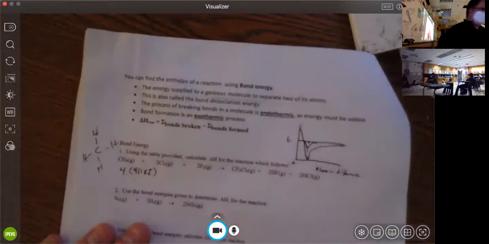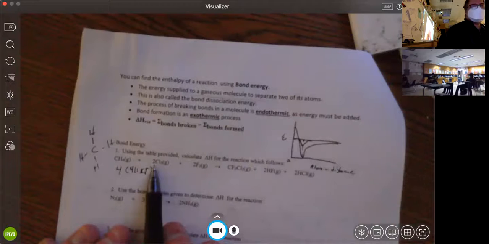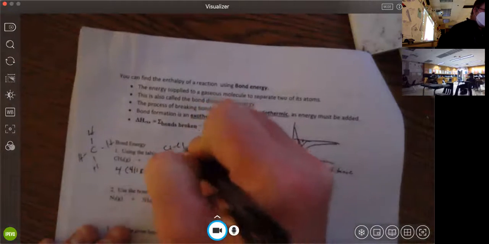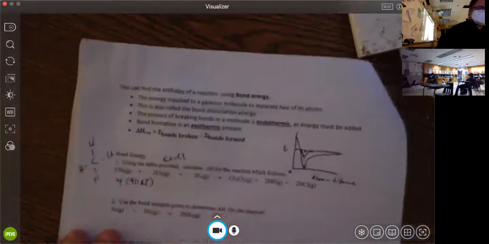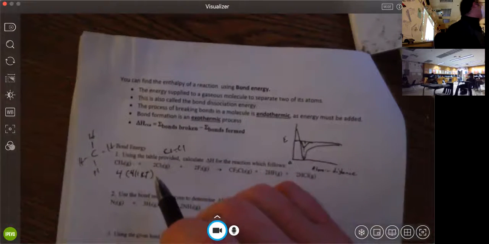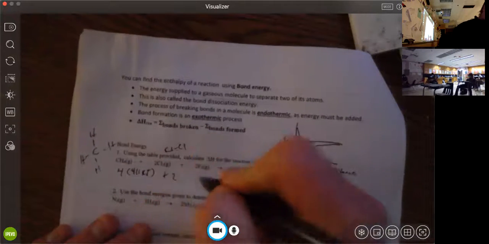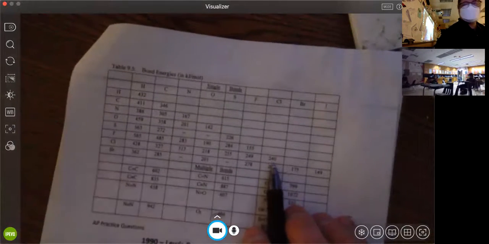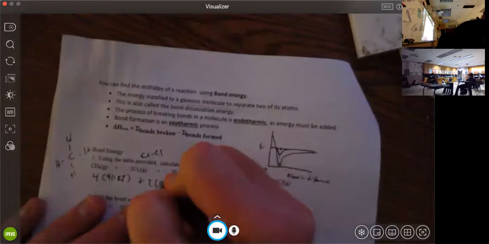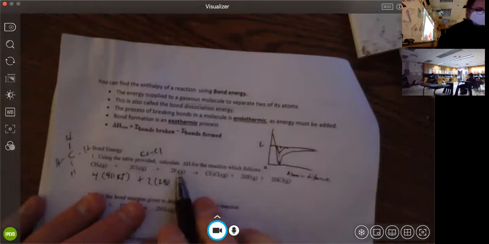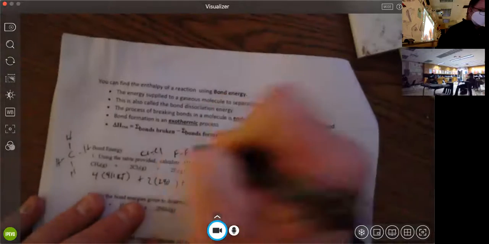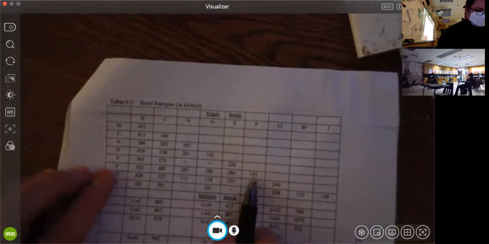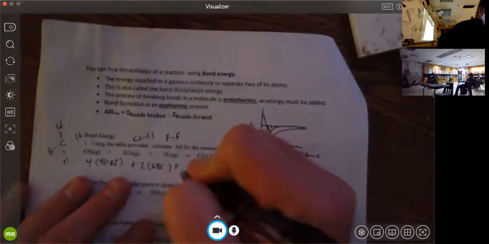I'm just going to put kilojoules because I only have 1 mole of it. Here I have Cl2. I have 1 Cl-Cl bond, but I have how many moles of it? 2. Right? Every 1 Cl-Cl bond has 240 kilojoules of energy per mole. I have 2 F2 bonds. Every F bond has 155 kilojoules per mole.